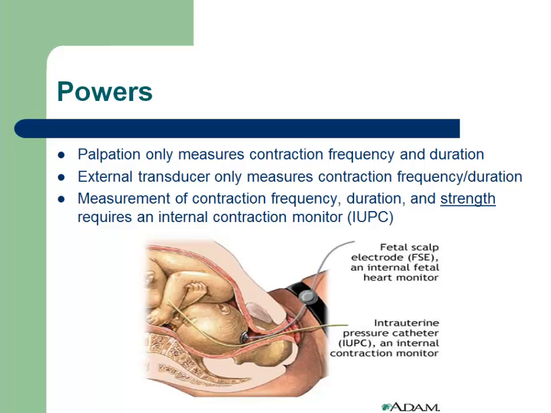External monitors use a transducer strapped to the maternal abdomen that detects a change in uterine shape during a contraction. External monitors can determine the frequency and duration of contractions, but not their strength. Another way to monitor uterine contractions is with an internal monitor called an intrauterine pressure catheter, or IUPC. This monitor requires ruptured membranes before placement. The catheter is threaded up through the cervix next to the baby and is filled with saline. Pressure from contractions causes the saline to move, which allows measurement of contraction strength, frequency, and duration.